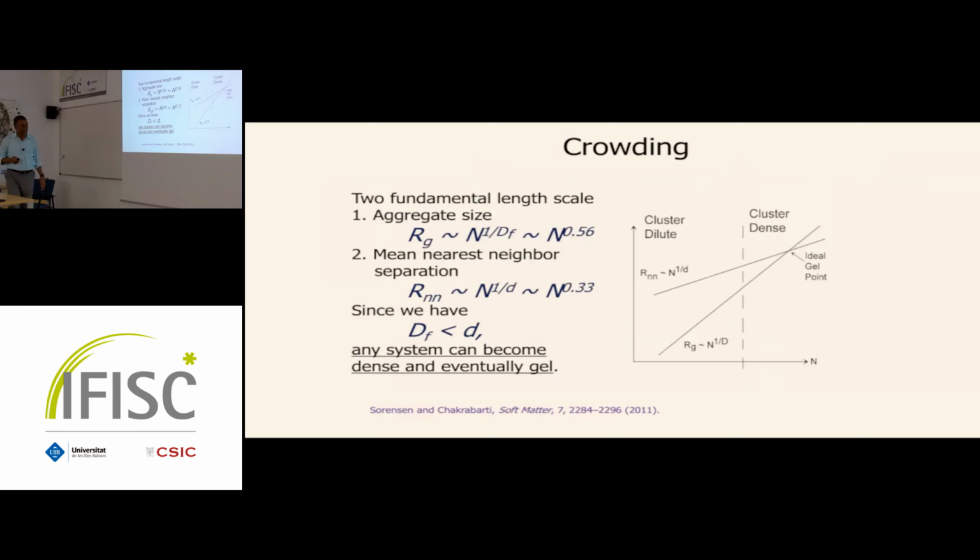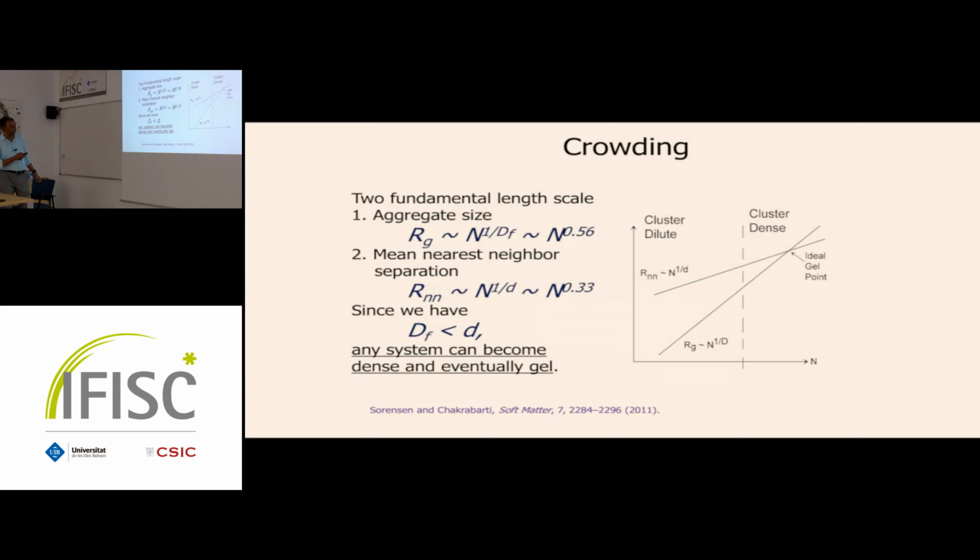What matters are the two length scales that one needs to worry about in this problem. One length scale is the radius of gyration, the size of the mean cluster, and that will grow as the cluster size increases, as 1 over the fractal dimension. So it grows like that. This is your straight line. And the other one is the nearest neighbor distance between two clusters, and that will grow as 1 over the spatial dimension D. So if d and big D are different, then at some point they will meet here.